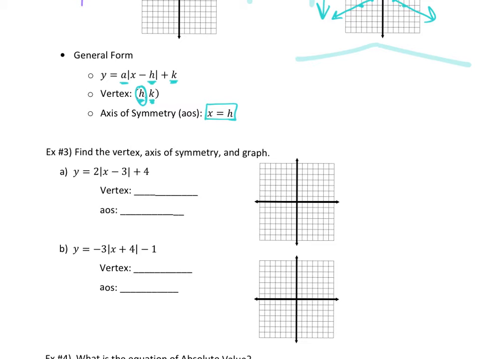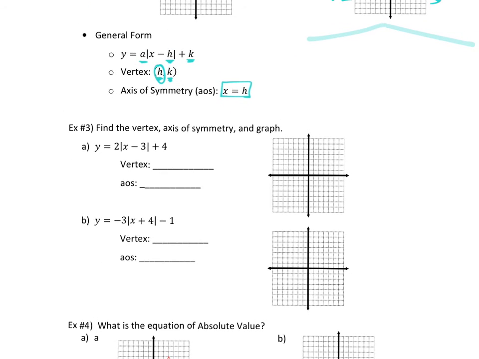Okay, so let's talk through that. You have, for this first one, your A is going to be 2. Your H, and be careful here, it's tempting to say that H is -3, but it's not. The general form is subtraction. So this is your thing, your number.